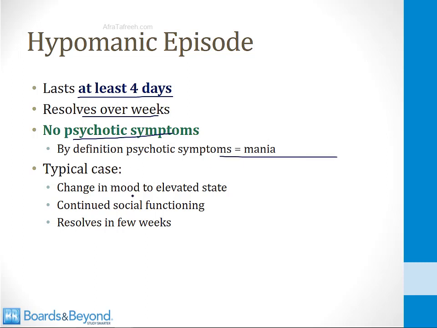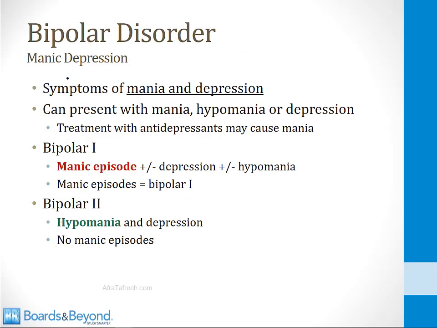So a typical case is a patient who has a change in mood to elevated state but continues social functioning and resolves in a few weeks. And as I said before, they will often report that they're able to get lots of work done. Patients who have a manic or hypomanic episode have some form of bipolar disorder, which is also called manic depression. And it gets this name because many patients with bipolar disorder have mania and depression. And as I told you before, mania and depression are at opposite ends or poles of a spectrum. That's why it's called bipolar disorder.